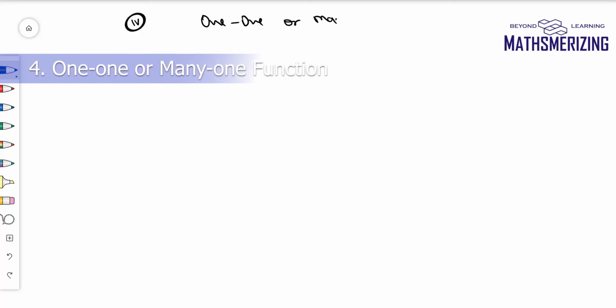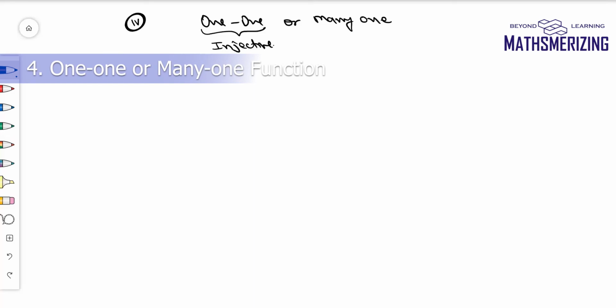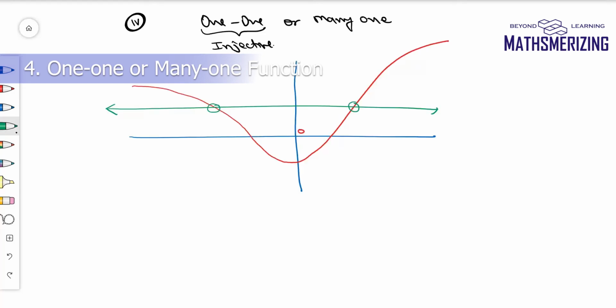Now the fourth thing that we can decide from the given graph is whether the given function is a 1-1 function or a many-1 function. Now for this, we'll use something called as horizontal line test. So I'll take up an example. Say for example, in order to decide whether the function is 1-1 or many-1, I'll draw a horizontal line and I'll mark its point of intersections. Now I'll move this line up and down.